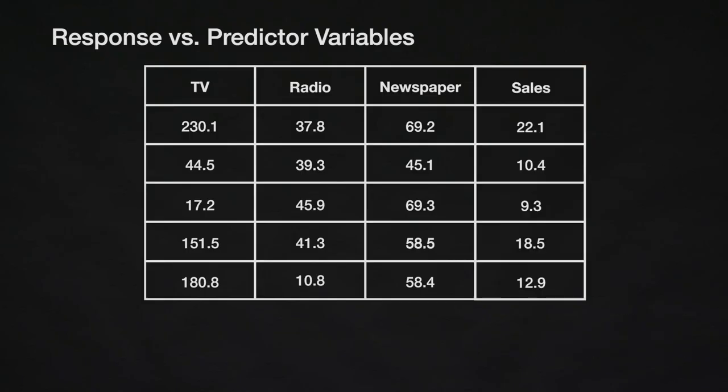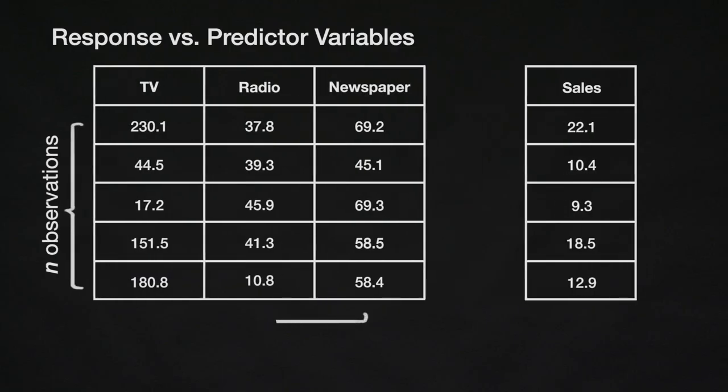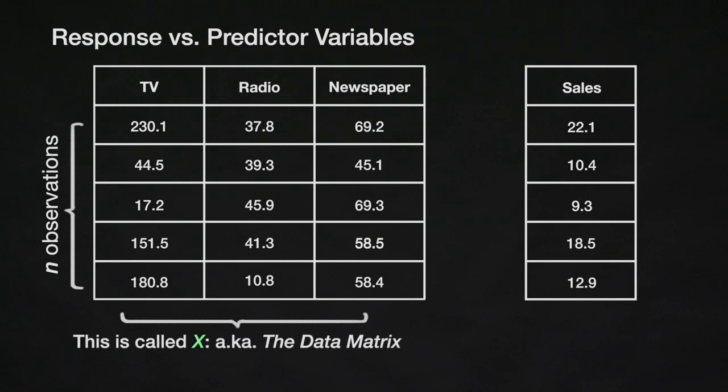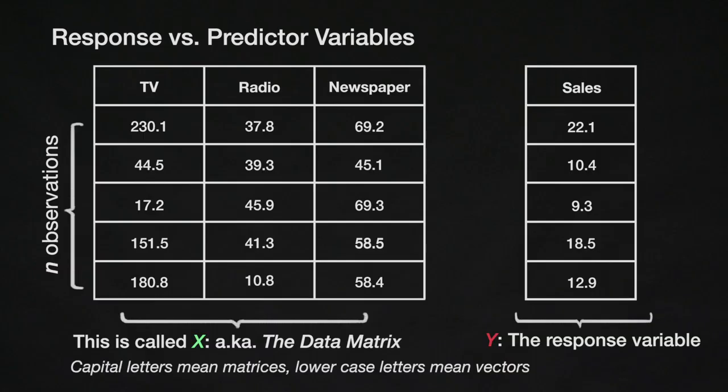As you can see from the table, there are multiple rows. Every row is an observation, and in general, we're going to have n observations. Every column, besides the sales, is going to be called a predictor, and we're going to, in general, have p predictors. The columns of predictors are also going to be called the data matrix, x. And of course, the response variable, we're going to call y. Capital letters will mean matrices, and lowercase letters will mean vectors.